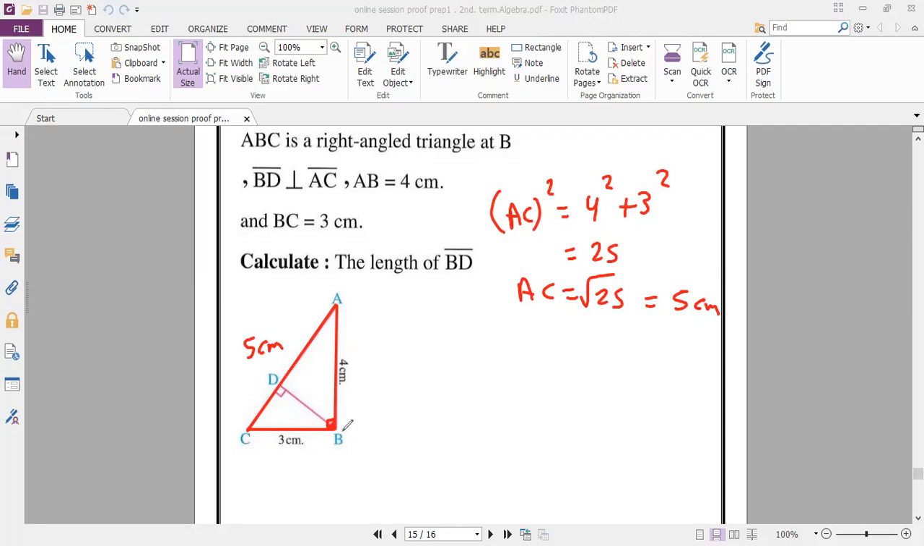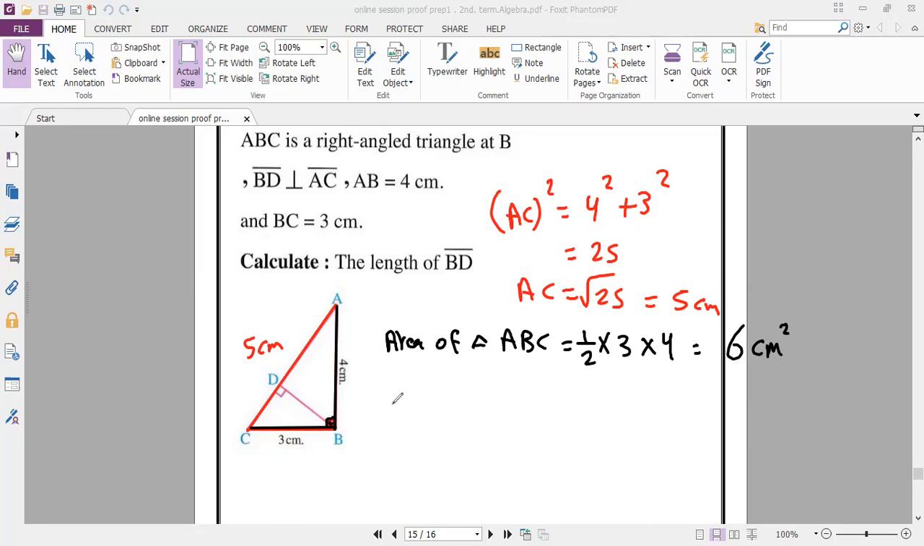Now here we want to find the length of BD. To find the length of BD, you should be familiar with finding the area of the triangle. If I ask you to find the area of triangle ABC, the area is half times base times height. And the question now, where is the base, where is the height? We can take BC as a base, so AB is the height. So we can find the area as half multiplied by 3 multiplied by 4. Half times 3 times 4 is 6 centimeters squared.